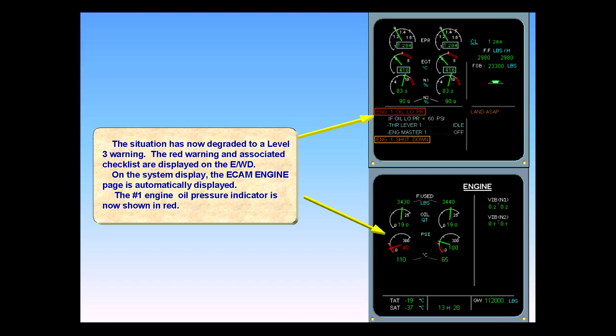The situation has now degraded to a level 3 warning. The red warning and associated checklist are displayed on the engine warning display. On the system display, the ECAM engine page is automatically displayed. The number 1 engine oil pressure indicator is now shown in red. ECAM requires the engine to be shut down. Notice the new memo requiring an immediate landing.